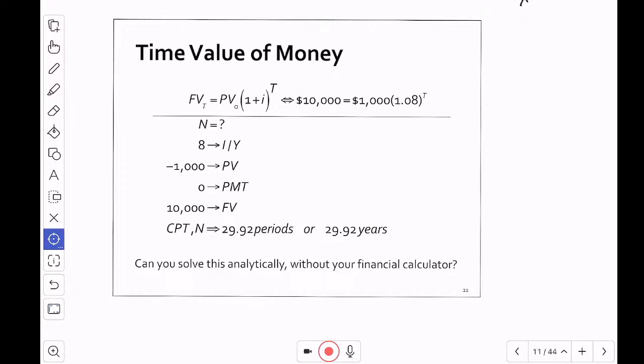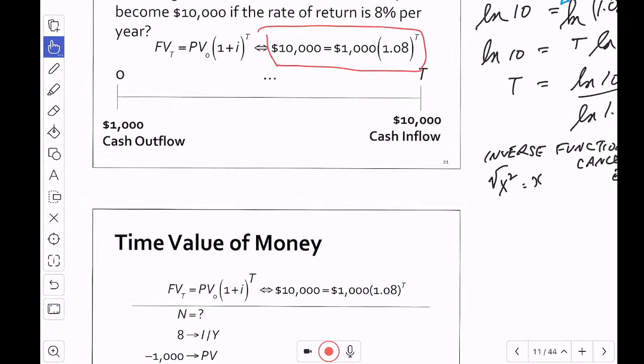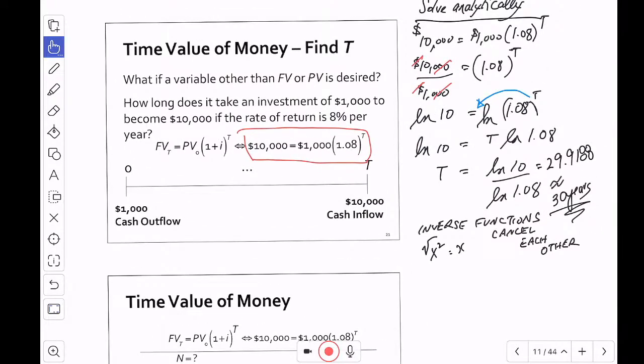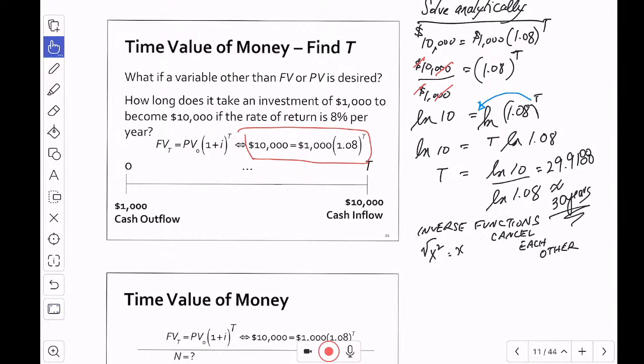So I could clear the TVM keys before I do this, or as long as I enter something into every key, there shouldn't be a problem. Still didn't get it? Do you want me to do that again with this one? One more time.